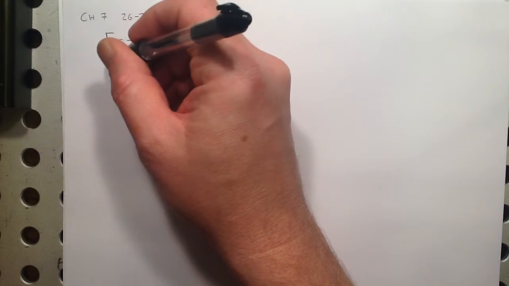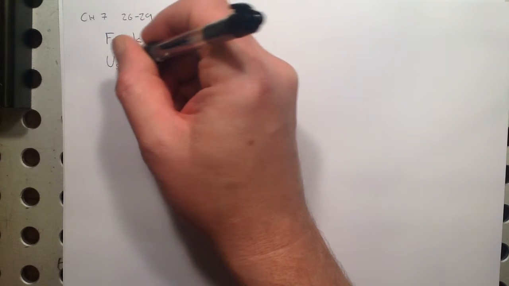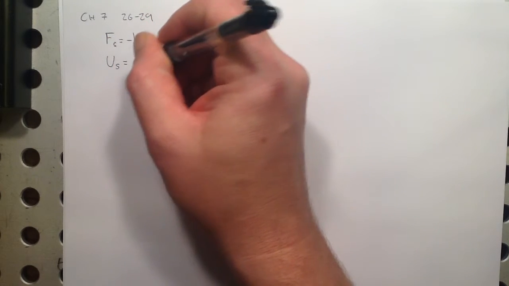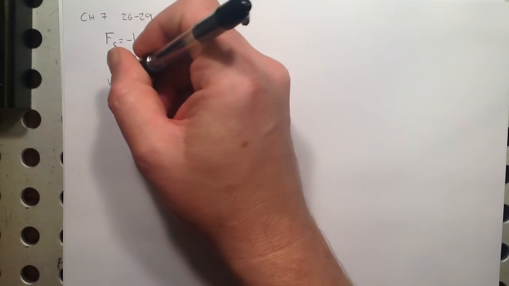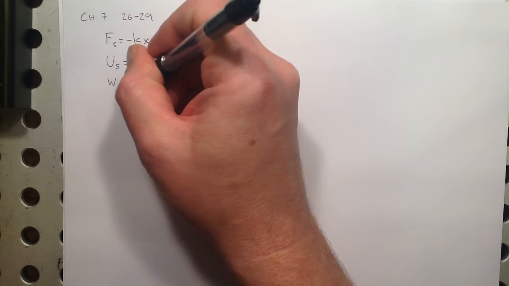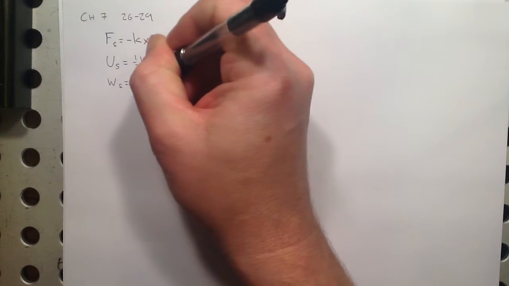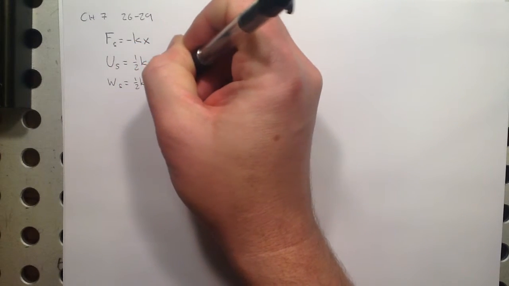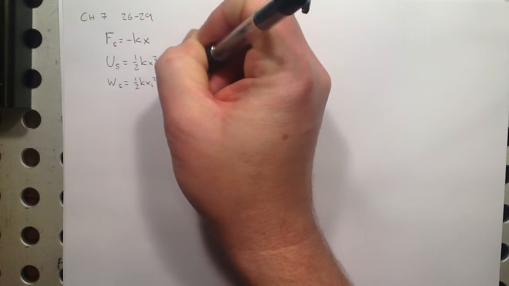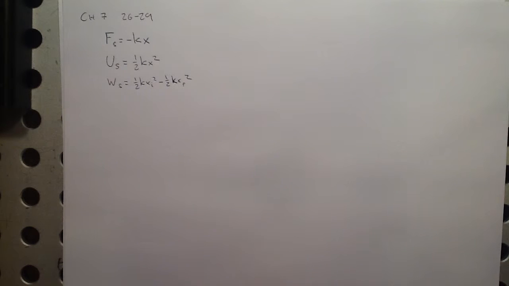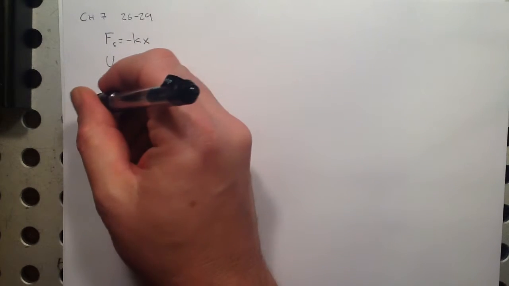And the potential energy stored in a spring is 1/2 kx squared, and the work done by a spring is 1/2 kx initial squared minus 1/2 kx final squared. Those are the relationships we're working with here. All right, so number 26.